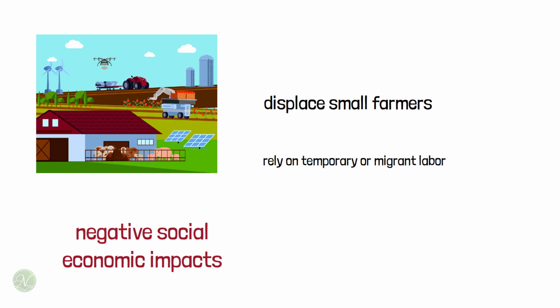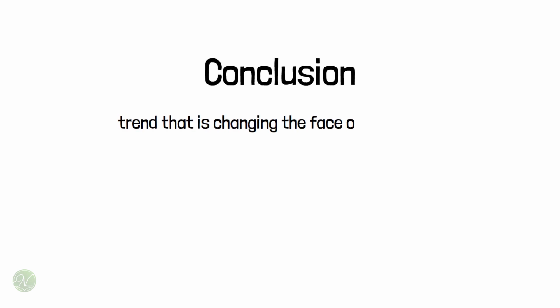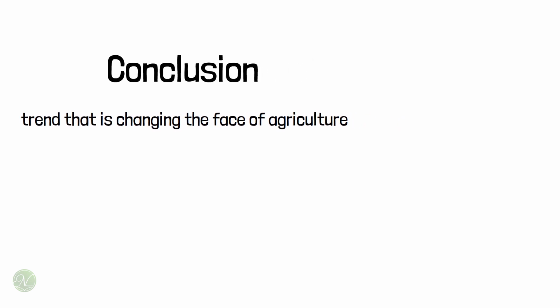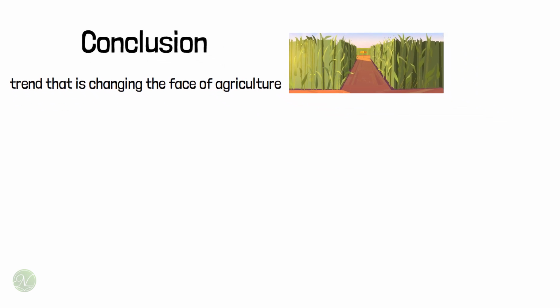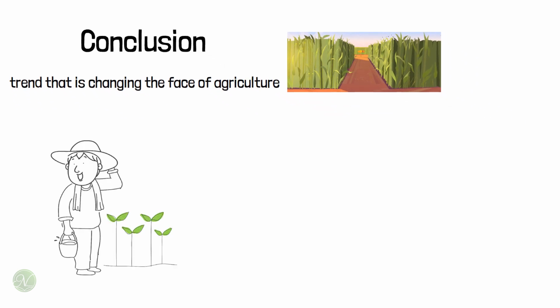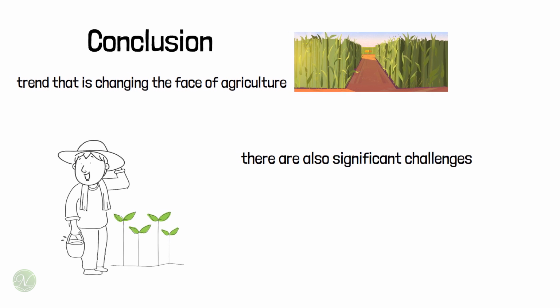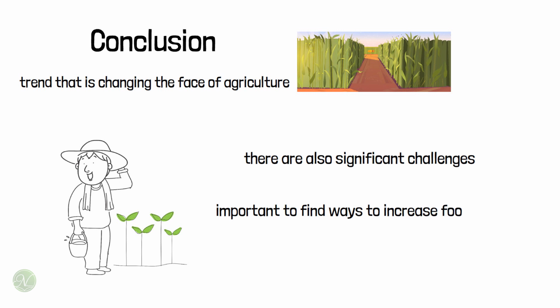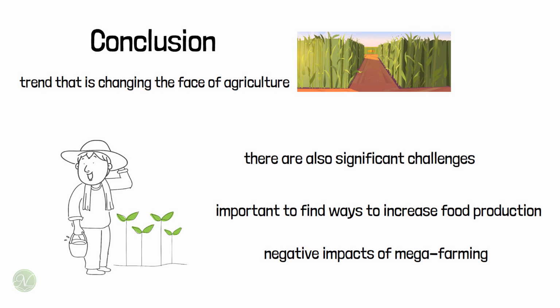In conclusion, mega farming is a trend that is changing the face of agriculture around the world. While there are some advantages to these operations, there are also significant challenges that need to be addressed. As we move forward, it will be important to find ways to increase food production while minimizing the negative impacts of mega farming.